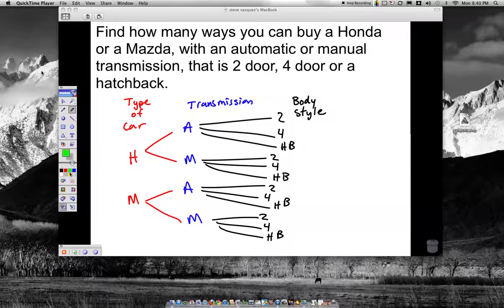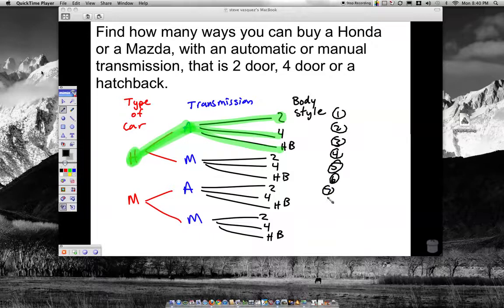I'm not going to rewrite all these things, but you could see if we trace down the tree, if I started with a Honda, I could buy an automatic, and then I could buy a 2-door. I could buy a Honda, an automatic, a 4-door, a Honda, automatic, hatchback, and so on. That's 1, 2, 3, 4, 5, 6, 7, 8, 9, 10, 11, 12 different ways to purchase these vehicles.